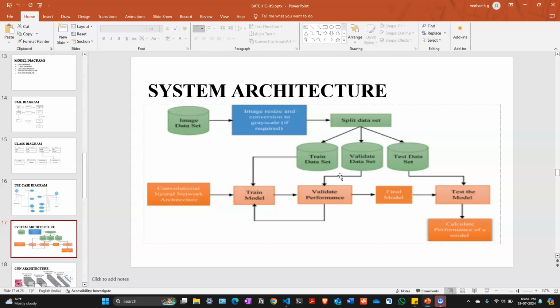Now moving on to system architecture. The system architecture consists of the pipeline of what we did to achieve this. Firstly, images were taken from the Kaggle website. Then they were preprocessed, resized, reshaped, and features were extracted. The data was split into three parts: training set, validation set, and test set. Then the model was trained, performance was validated, accuracy was calculated, and the final model was saved in HDF5 format. Then the model is tested again and deployed using the Flask website.